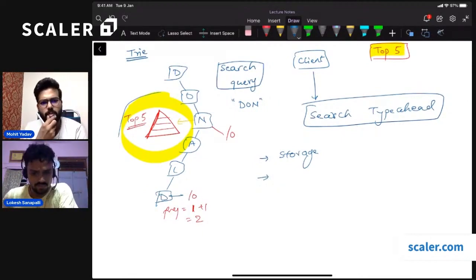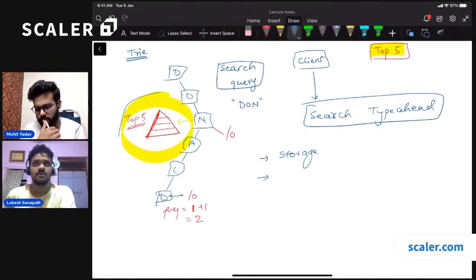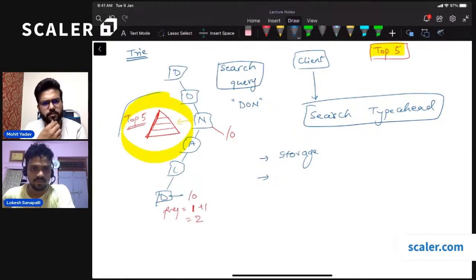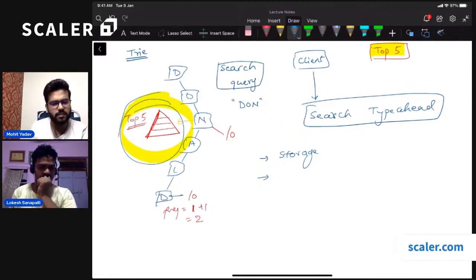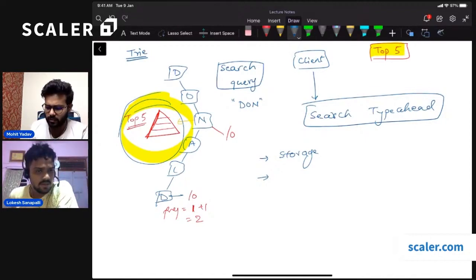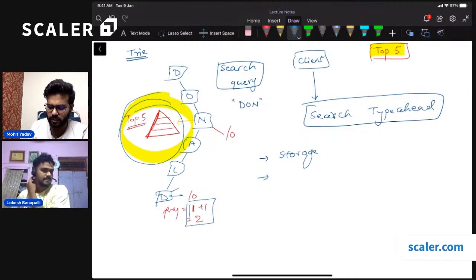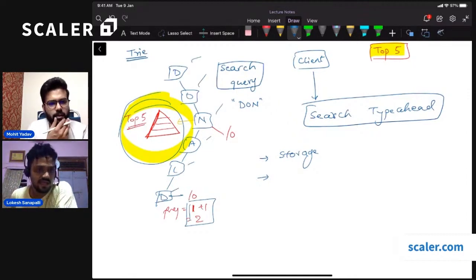Yeah, I'm thinking. So the main thing we need to improve is latency. That's the main important thing in this system. So for improving latency, I'm just thinking what else we can do. Do you think updating these top five, when we are updating the frequency of a node, that's true, we need to update all the nodes, right?